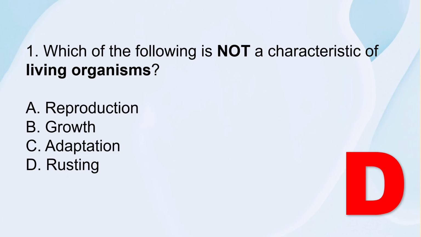Let's start with reproduction. All living things reproduce. Growth is a key trait of organisms. And for adaptation, living organisms adapt to their environment, and it's natural. So only letter D is the correct answer, not a characteristic.